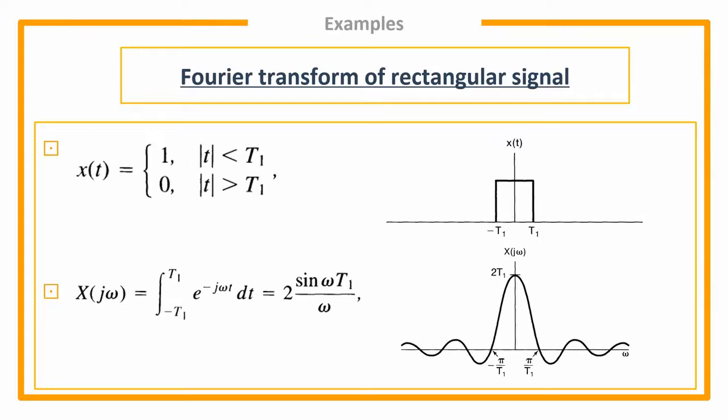We are all familiar with the rectangular signal. Note that we don't talk about time period, since in Fourier transform we deal mainly with aperiodic signals, that is signals which are not periodic. And using the Fourier transform formula, we find that the Fourier transform for this signal is 2 sine omega t1 by omega, and the graph is sketched on the right, x of j omega versus omega.